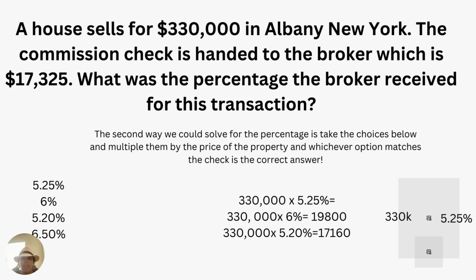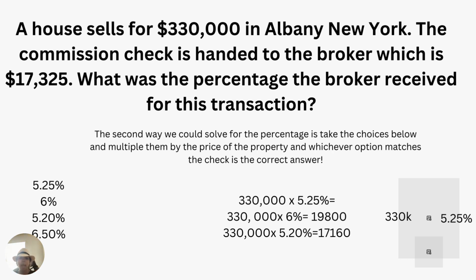So that's one way to do it, okay? By doing it that way, you can say that the broker received 5.25% commission of this transaction. The second way we can solve this for the percentage, Josh, I think that's what you did, is to take the answer choices, and then you multiply them by the price of the property, and you see what match you get.